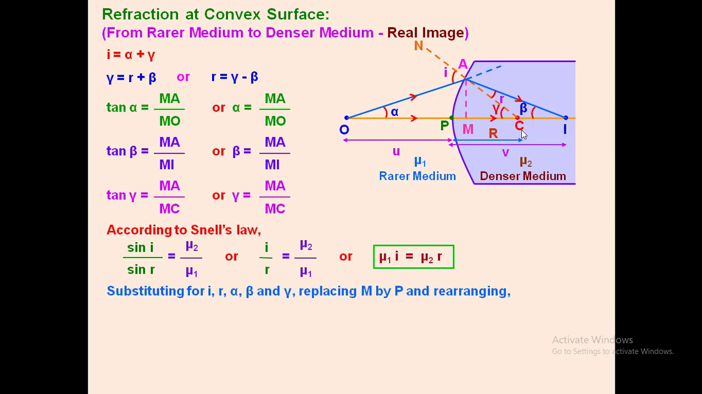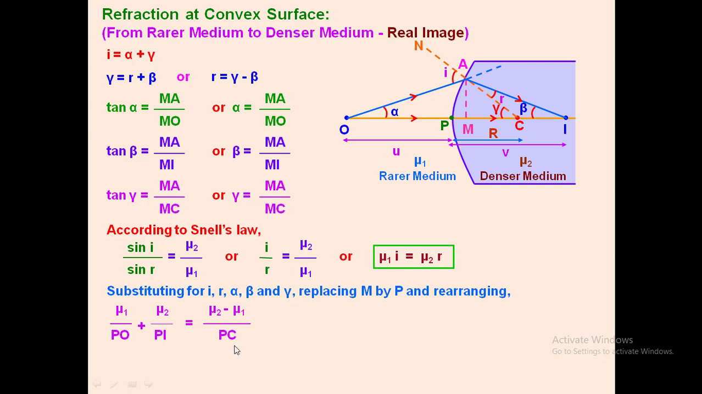Substituting for I, R, alpha, beta and gamma, replacing M by P and rearranging, because here we are going to neglect the distance between these two, we consider these two as coinciding with one another. See what we are going to have. If you substitute the values, you are going to have this equation: mu1 by PO plus mu2 by PI is equal to mu2 minus mu1 by PC.